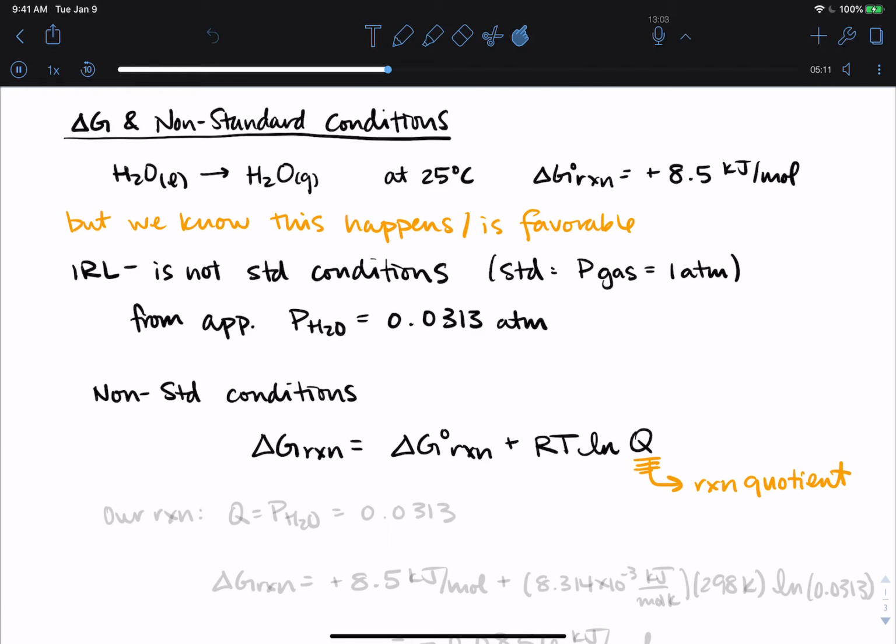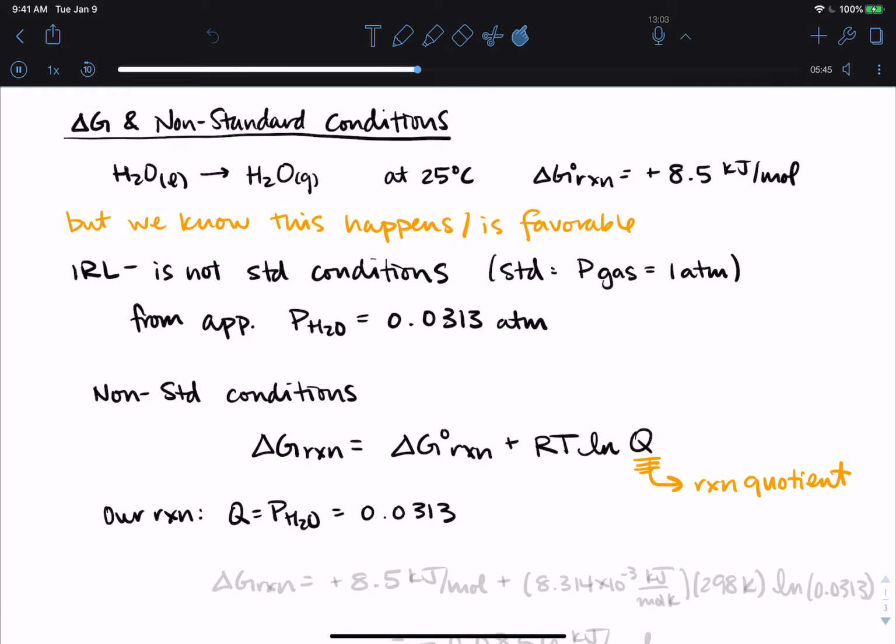So for our reaction, if we're going to do Q, we need essentially an equilibrium constant expression because Q takes the same form. Well, pure liquids don't appear in the equilibrium constant expression. So for our reaction, Q is just equal to the pressure of the H2O gas. So honestly, we don't have to calculate Q. We just have to plug everything in.